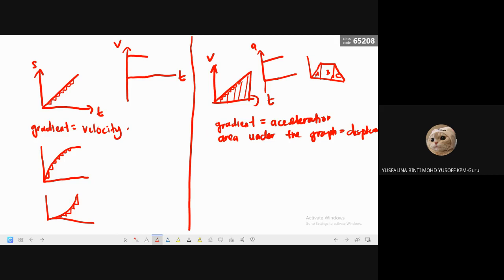But then they say it curves, right? Let's say it curves like this. If it curves like this, it means the gradient is decreasing. Gradient decreasing means your acceleration is decreasing.